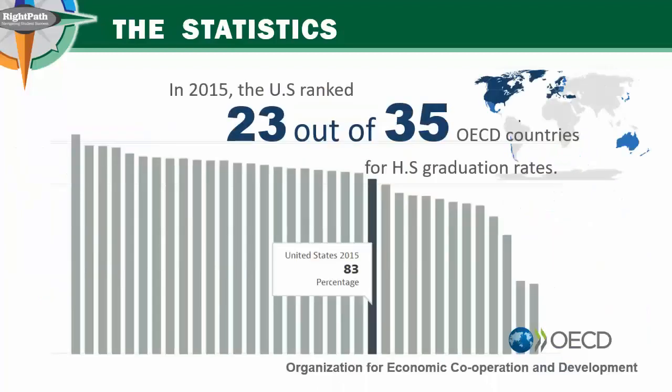Now, how does the U.S. compare to other countries around the world? According to the Organization for Economic Cooperation and Development, the OECD, the United States ranked 23 out of 35 countries for their high school graduation rates. Some of the countries with higher graduation rates include Ireland, Russia, Japan, Canada, and Germany. We're ranking 23, and our percentage is an 83% graduation rate.